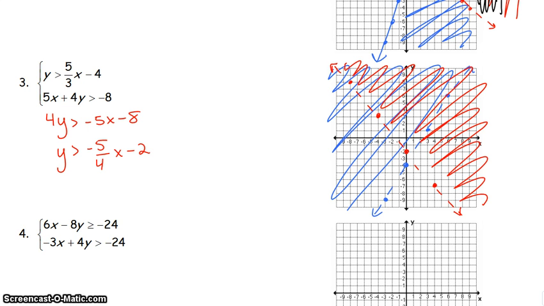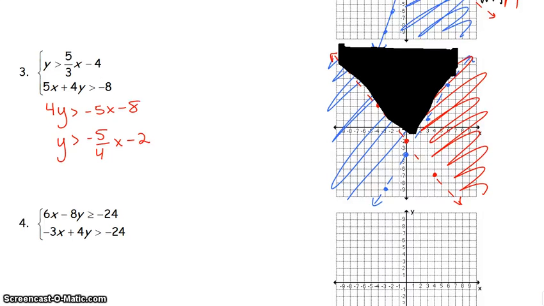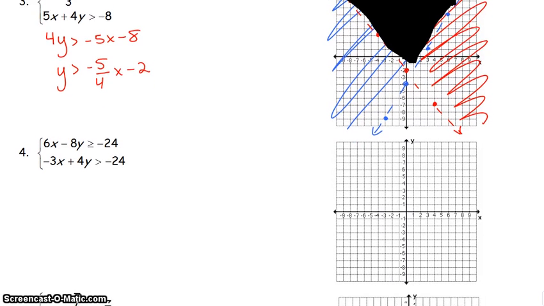So let's make this a little more obvious. This is the area in which both of our lines are shaded. So this would be the area of our solution set. So make sure that you've got it clear each time. Where are your two graphs overlapping? Moving on. We only got 2 left.